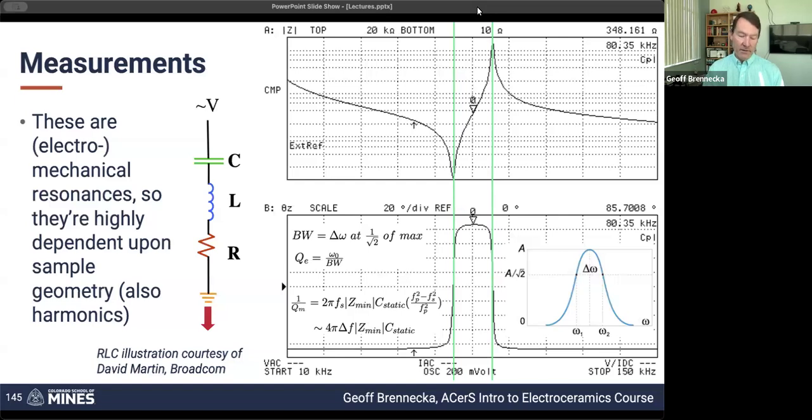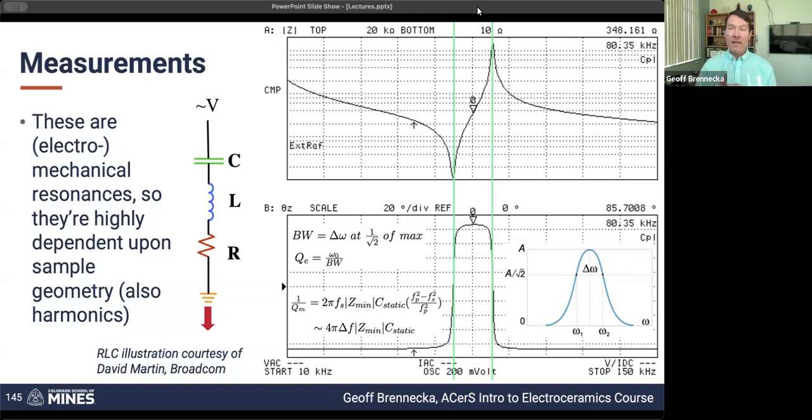The width of this, the bandwidth, also tells us about the quality factor. So how much energy is being dissipated and how much is being converted. And then if we know anything at all about the stiffness, we can calculate the piezoelectric coefficient. So from this, we can measure permittivity below and above the resonant frequency, and we can get information about the piezoelectric response directly from a purely electrical measurement, which is way simpler than actually trying to measure strain.